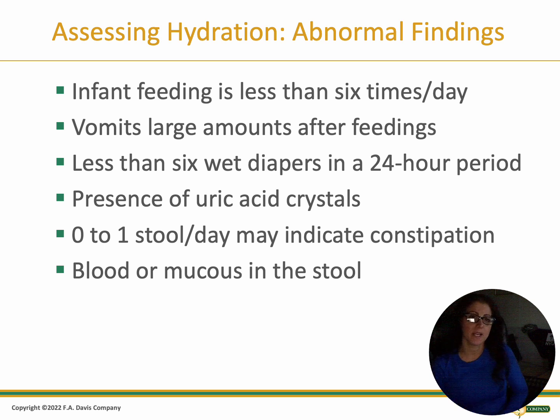And abnormal findings: infants feeding less than 6 times a day, or they're vomiting, they have less than 6 wet diapers in 24 hours, and then there might be uric acid crystals, which are just a red tinge to their urine.